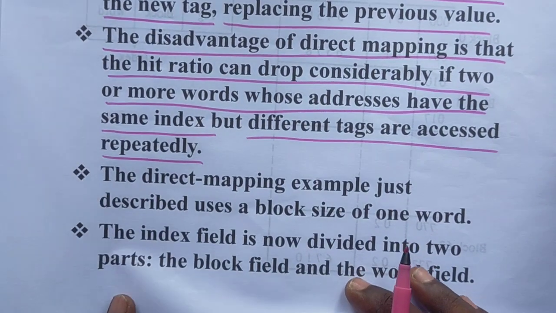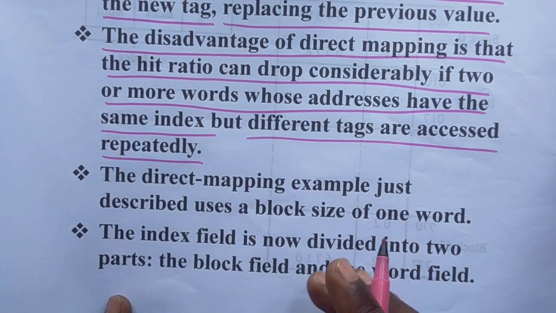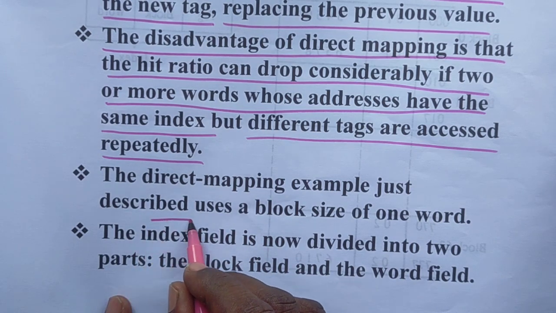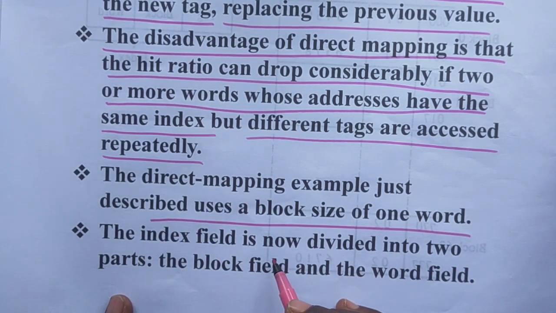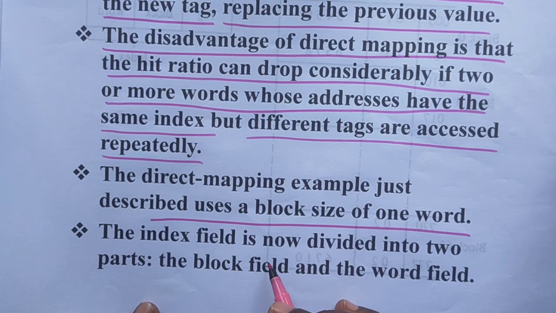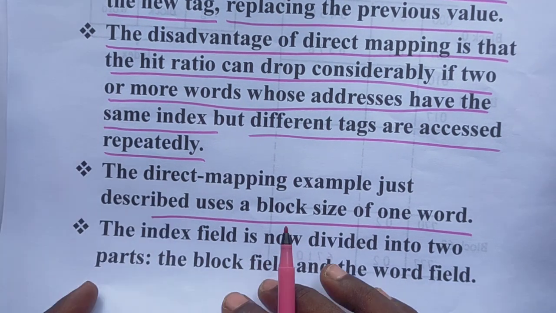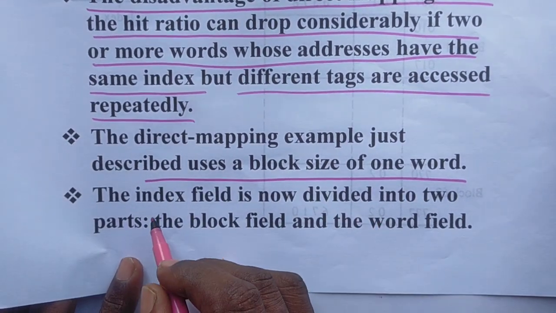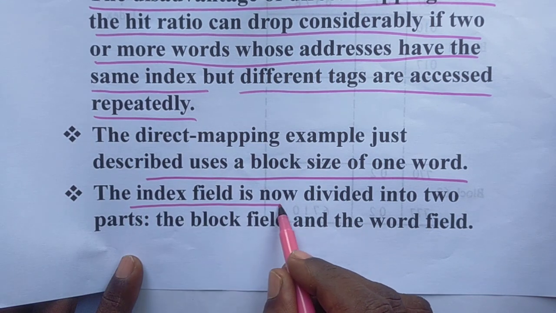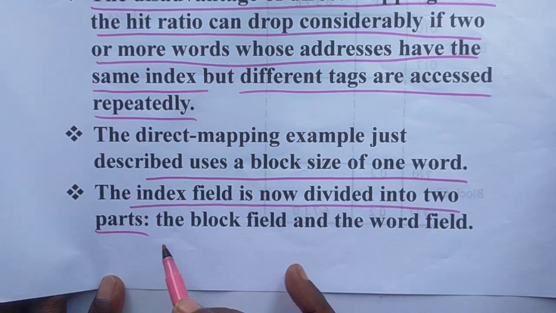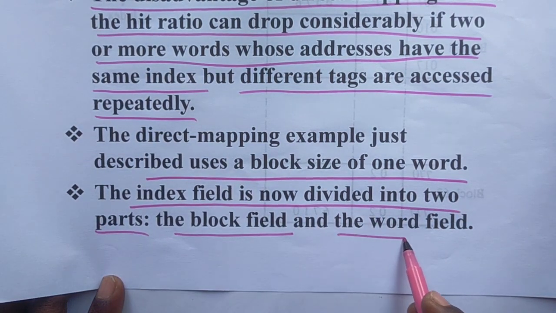Another point: the direct mapping example just described has a block size of one word. To avoid this kind of problem, the index field, which was previously single, is now divided into two parts. One is the block field, and the other is the word field.